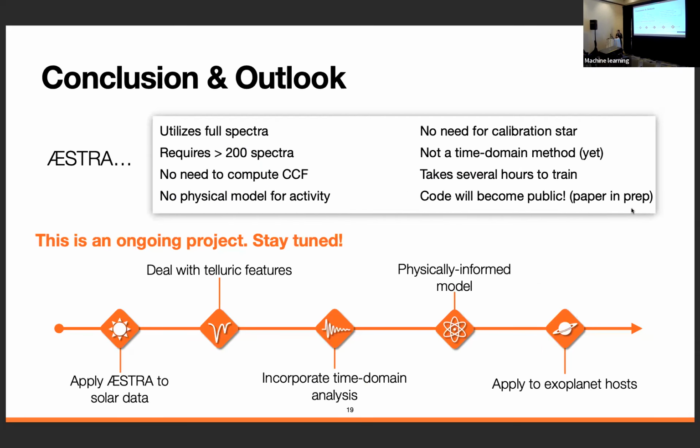So here's my conclusion. Astra is under development. Now it uses full spectra, so there's no need to compute CCF or any other metrics. It requires about 200 spectra to exploit all the information due to stellar activity. There's no physical model required for activity, which can be a good thing or a bad thing, depending on how you think about it. There's no need for a calibration star. All the data points are self-calibrated. It is not a time domain method, at least not yet.